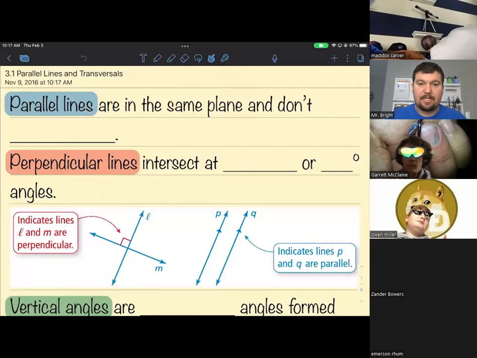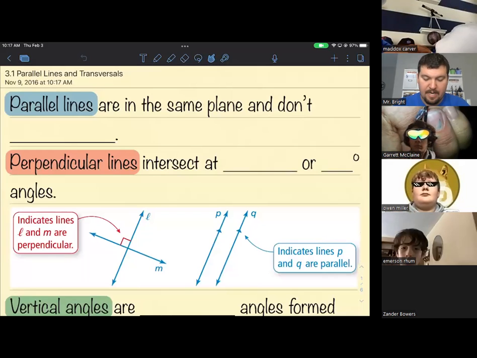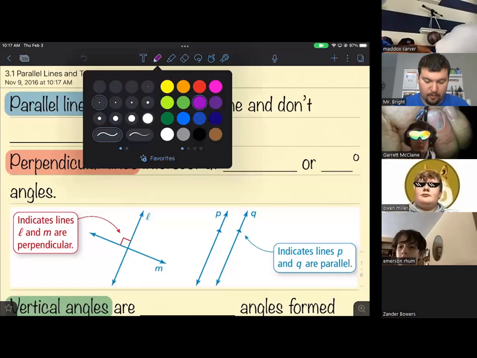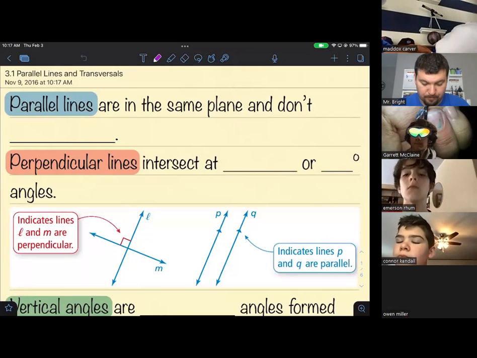Okay, so this is section 3.1. We're starting chapter 3 here, parallel lines and transversals. If you didn't hear me say just a minute ago, there's a lot of vocab in this chapter. It's very vocab rich. The math calculations are pretty simple, to be honest, but the vocab is going to help. If you don't know the vocab, you're not going to know which calculations to do.